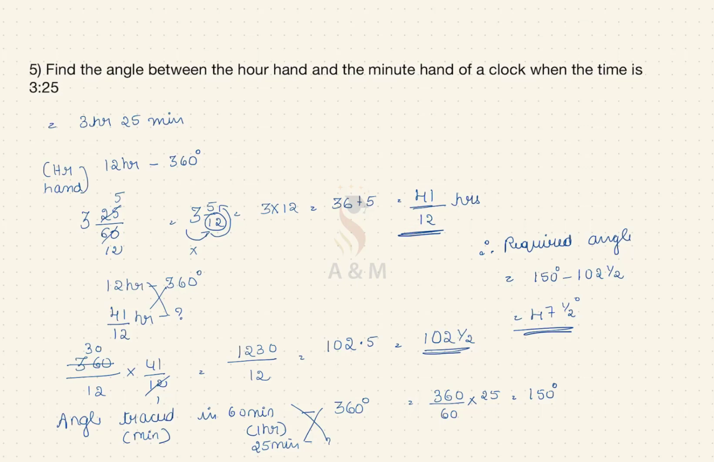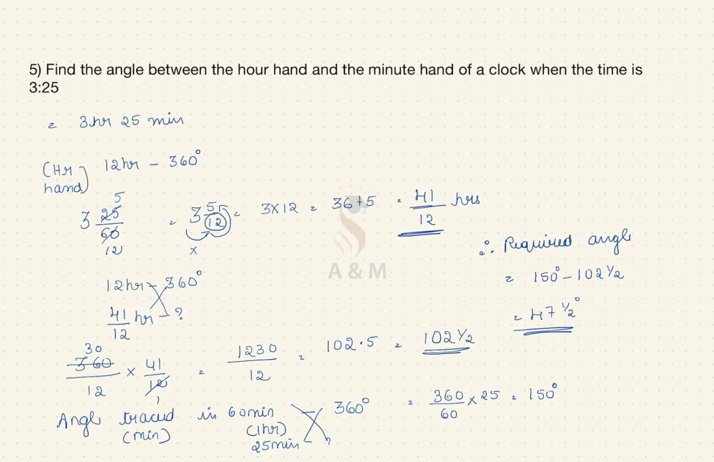Now let us move on to the minute hand. The hour hand is done, now the minute hand. For every 60 minutes, that is 1 hour, it takes 360 degrees, right? So for 25 minutes, take only that. For 25 minutes it is how much? You get 150 degrees.